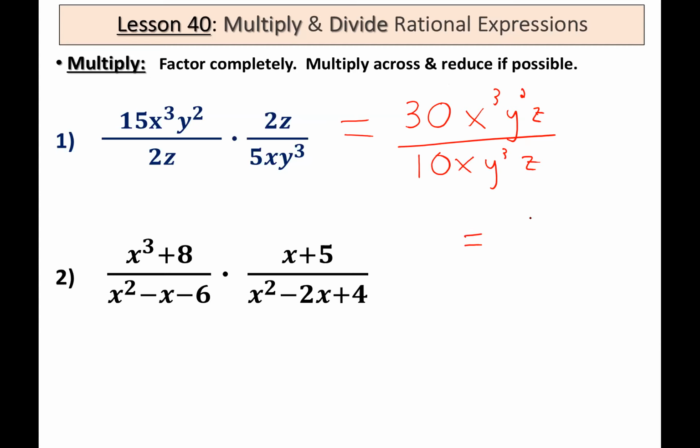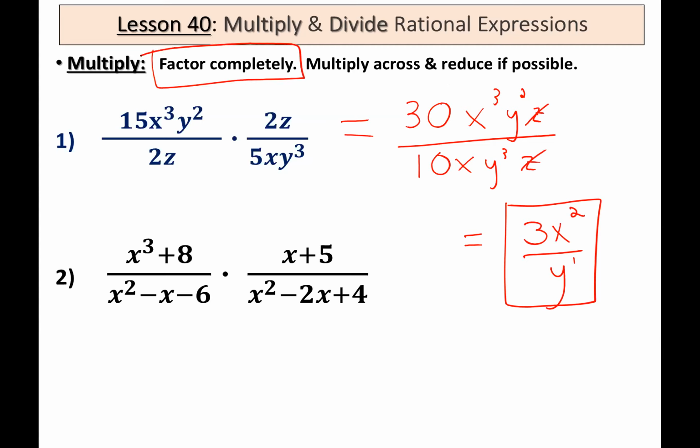30 over 10, that becomes 3. X to the third over x becomes x squared. Y squared over y to the third, you're left with y to the 1 in the denominator, and then the z's cancel out. So that kind of seemed way faster. But here's the thing, we are going to need to factor completely and reduce if possible first for pretty much every other problem that we're going to see.